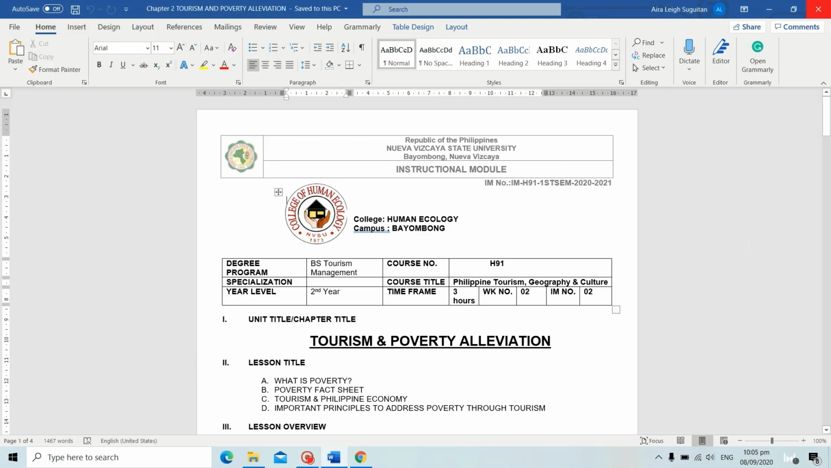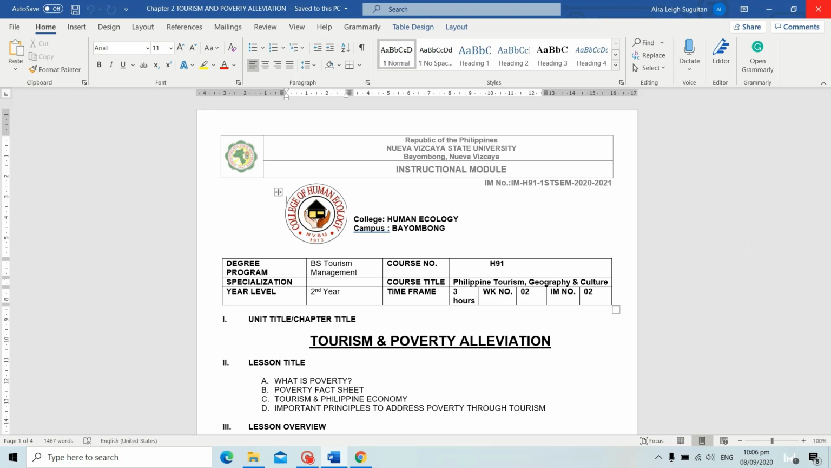Good day again, students. Now we are down to our second module, and this chapter is entitled Tourism and Poverty Alleviation or Poverty Elimination. So we have four lessons embedded in this chapter. First, we will discuss the definition and concept of poverty as well as poverty elimination or reduction or alleviation.